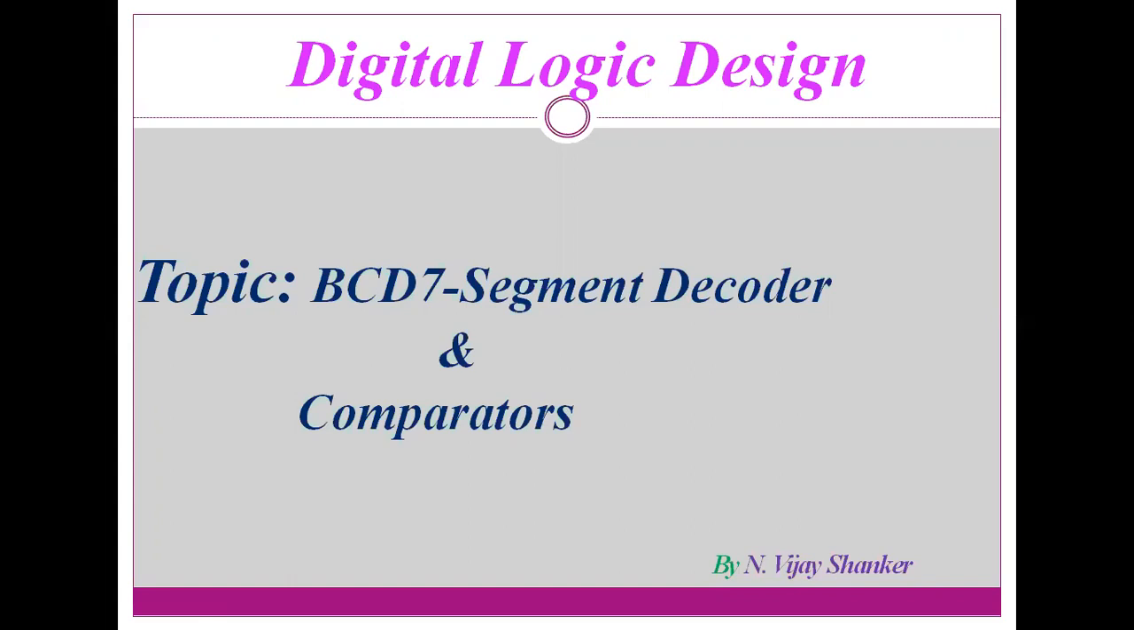So today we are going to discuss the BCD 7-segment decoder and comparators. In yesterday's class also, we completed some part of the BCD 7-segment decoder, that is, the binary coded decimal 7-segment decoder. In the design of the BCD 7-segment decoder, the first K-map is completed, and the remaining K-maps you can see in this session.